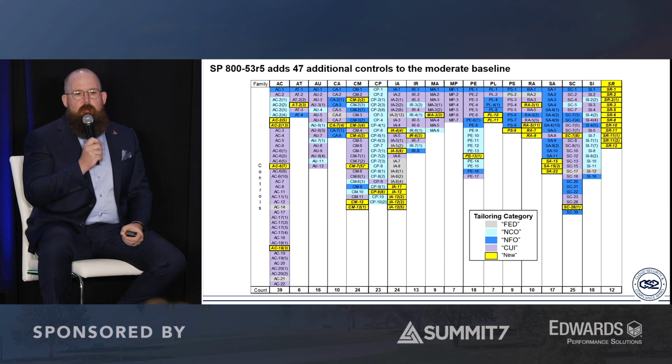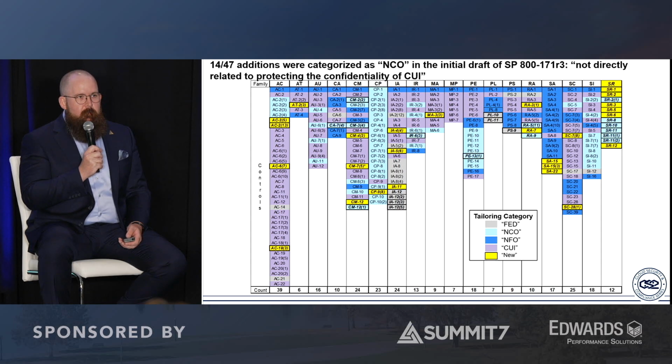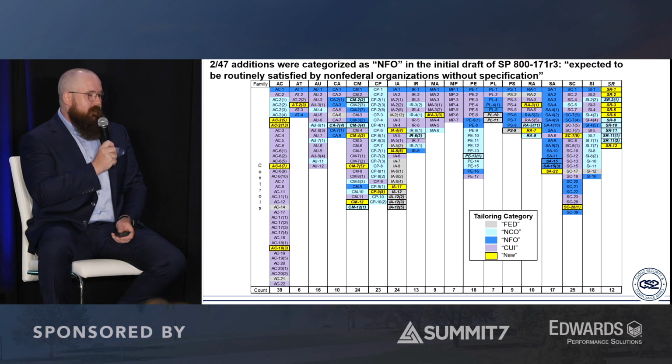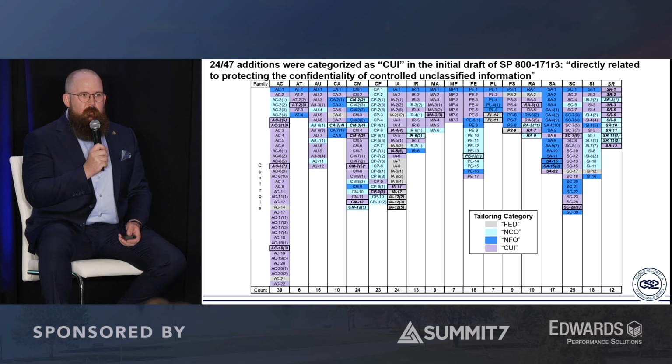So 853 Rev 5 added 47 controls to the moderate baseline. We need to figure out what color these new controls are going to be. They said a handful of them are Fed, so a handful of them are only relevant to the federal environment. They said a handful of them are not relevant to CUI confidentiality. They said 2 of them were NFO assumptions, naughty, because they said they wanted to get away from making assumptions. And then, as you can probably guess, we only have purple left, so most of the controls that were added to the baseline were considered to be relevant to CUI confidentiality.